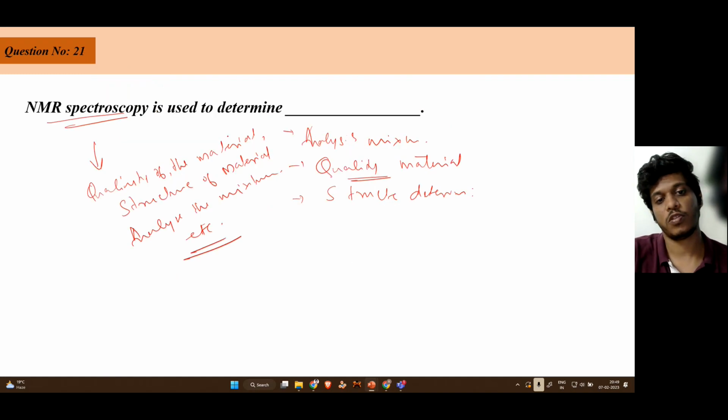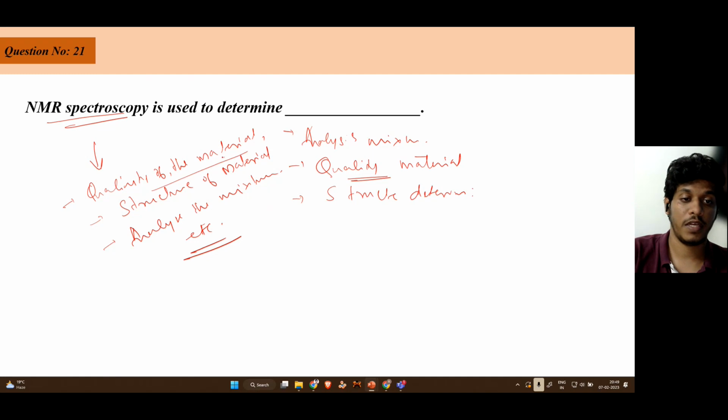Now, NMR spectroscopy is used to determine dash. There are many parameters that can be determined by NMR spectroscopy, and some of the commonly used are... NMR is generally used to understand the quality of the material, like what its composition is. We can analyze the mixture composition of the material, and we can get the structure of the material, etc.